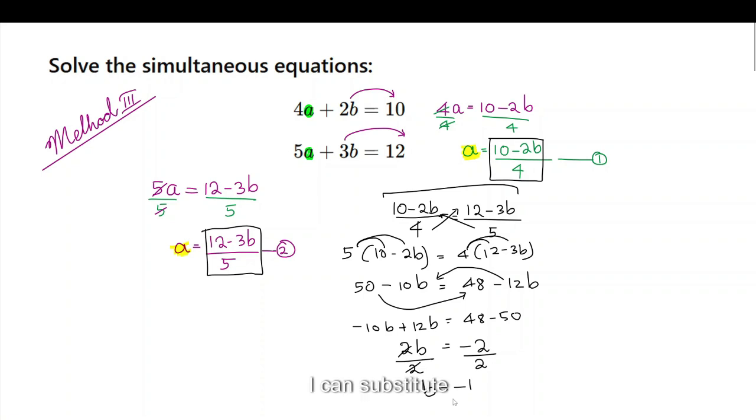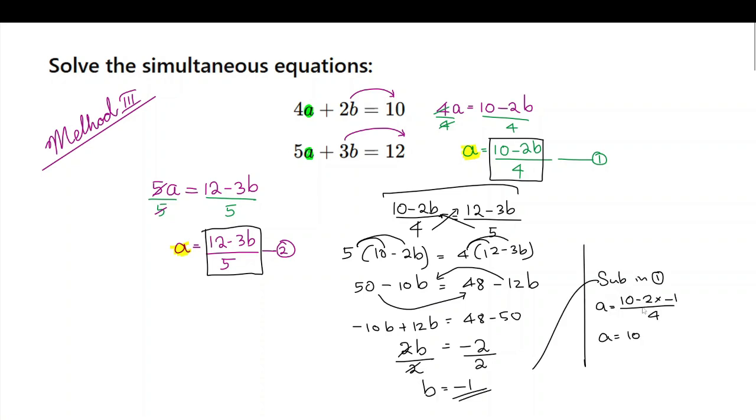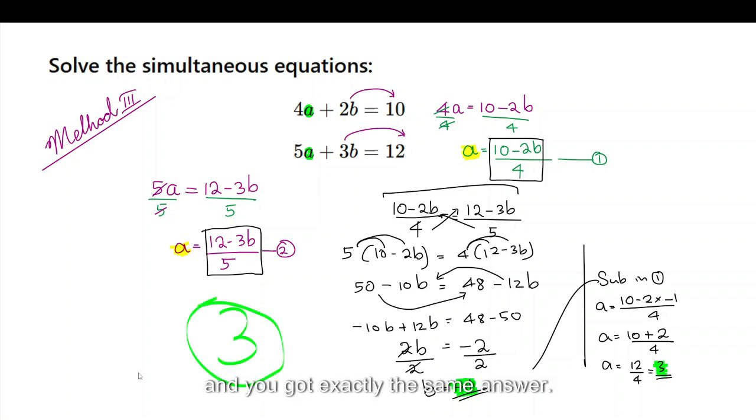Now I can substitute in 1. Now you have negative 2 times negative 1. Obviously that's plus 2 over 4. So A is equal to 12 divided by 4 and you get 3. Now you have 3 different methods of doing the same question and you got exactly the same answer. So that's how you do linear simultaneous equations.